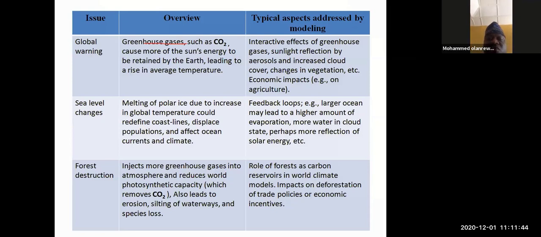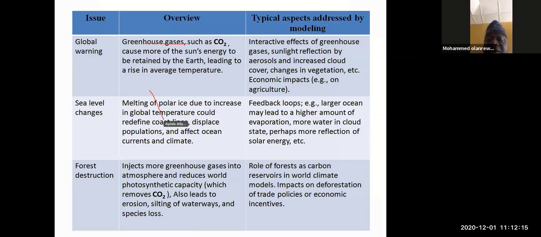Sea level changes. Melting of polar ice due to increase in global temperature could redefine coastlines, displace populations, and affect ocean currents and climates. I'm happy that in National Market Center, there is what we call mutual agreement and mutual understanding, and an MOU between NIMET and National Market Center in this area.